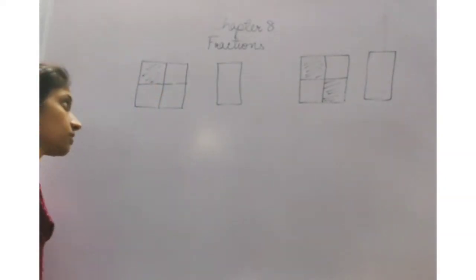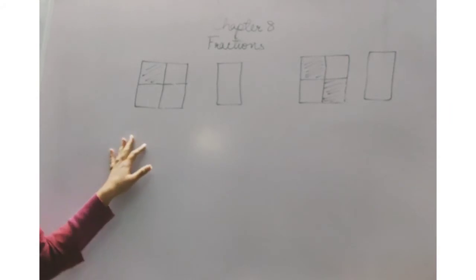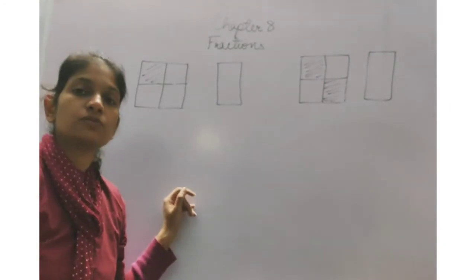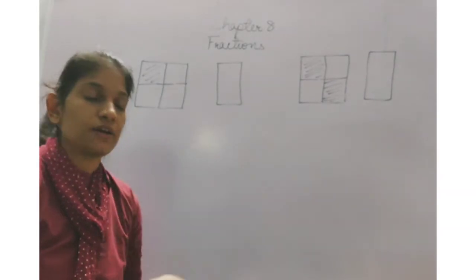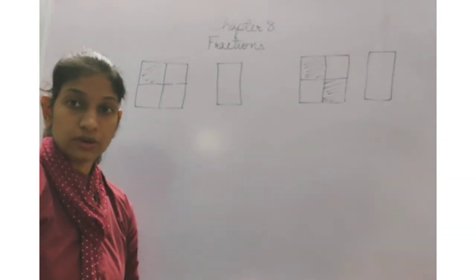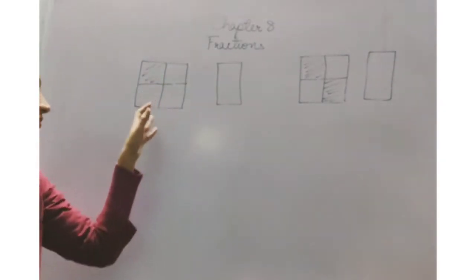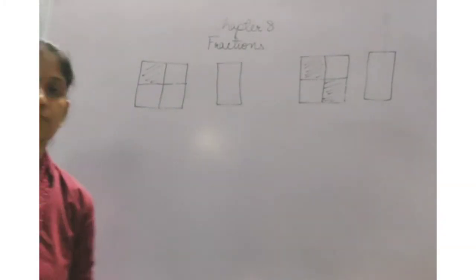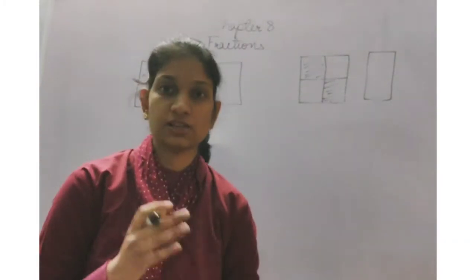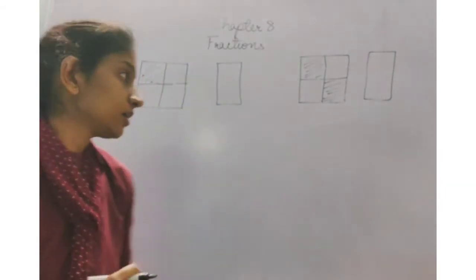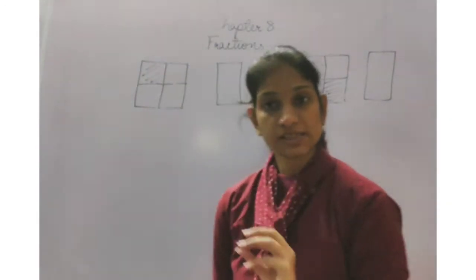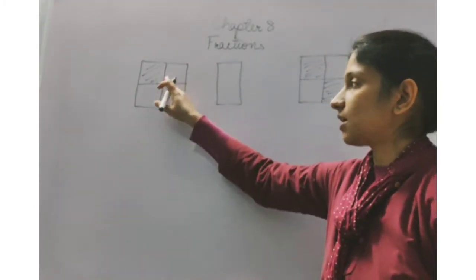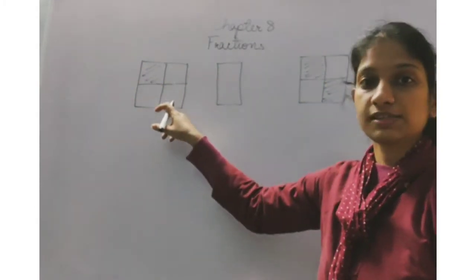So chapter 8, fractions. Now when we talk about fractions, first we have to understand what is the meaning of a whole. So for example, you have a sandwich, okay, and your mother divided it into 4 pieces. She gave you a sandwich, she cut it into 4 pieces and she put it in your tiffin box. Now you had only one piece out of those 4 pieces.